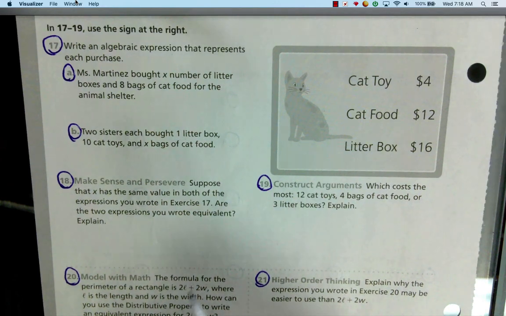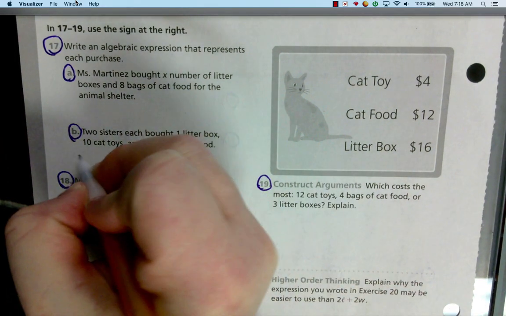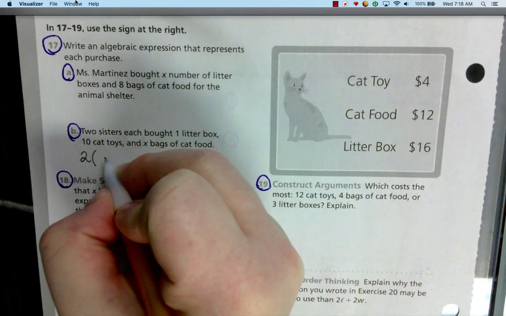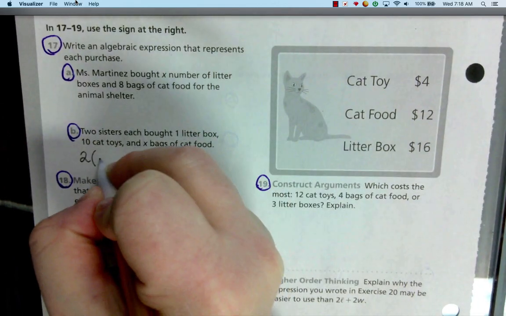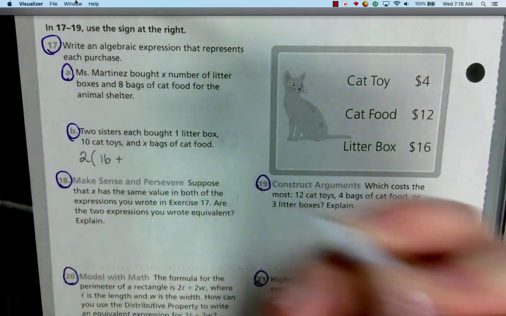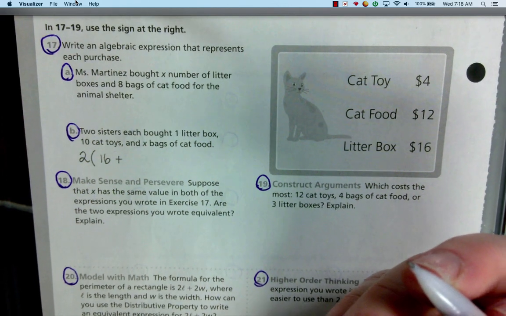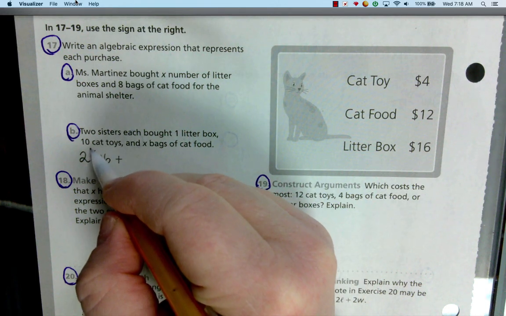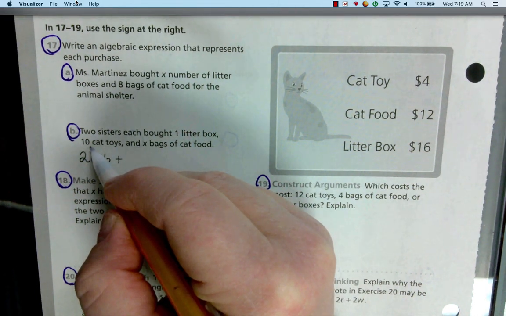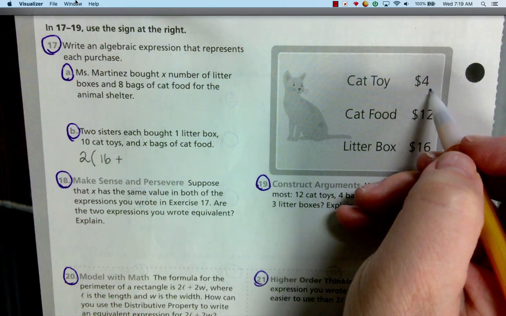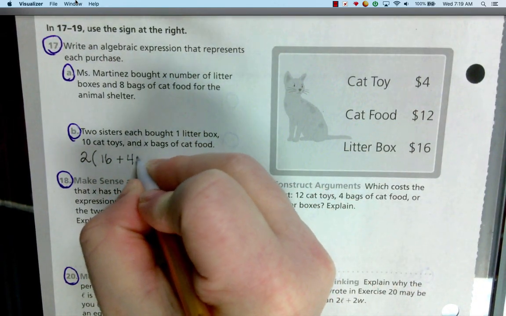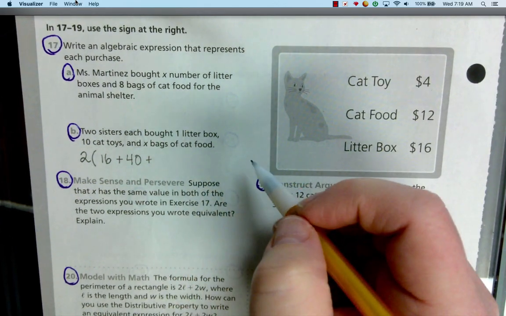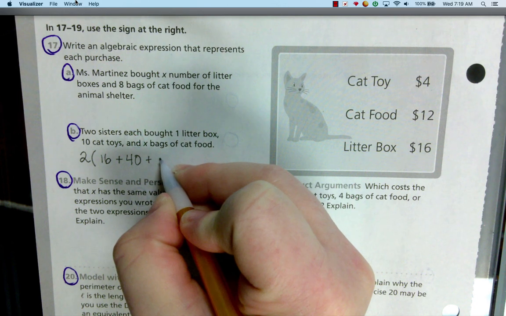Okay, I'm going to help you out on this one for a little bit. We have 2 sisters, and so they each bought 1 litter box, so we'll say 16, plus 10 cat toys. So 10 cat toys times $4.40 plus X bags of cat food. Okay, so X. We don't know how many that is.